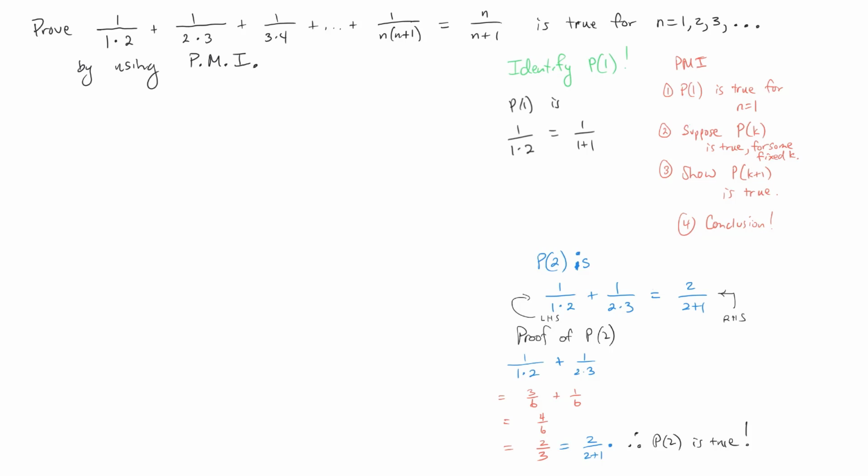Okay, is there really any work to be shown here? In other words, are there even little red steps in between? Sometimes there aren't. Notice for P of 2, you had to show a little bit of work. You would actually write all this out and call that a proof of P of 2.